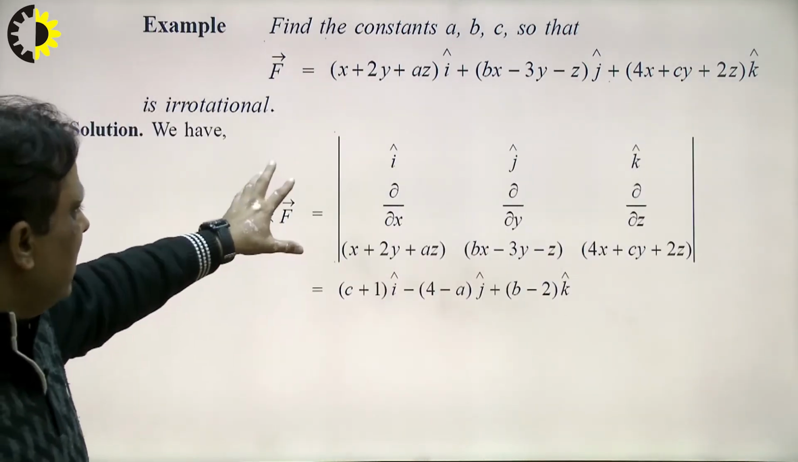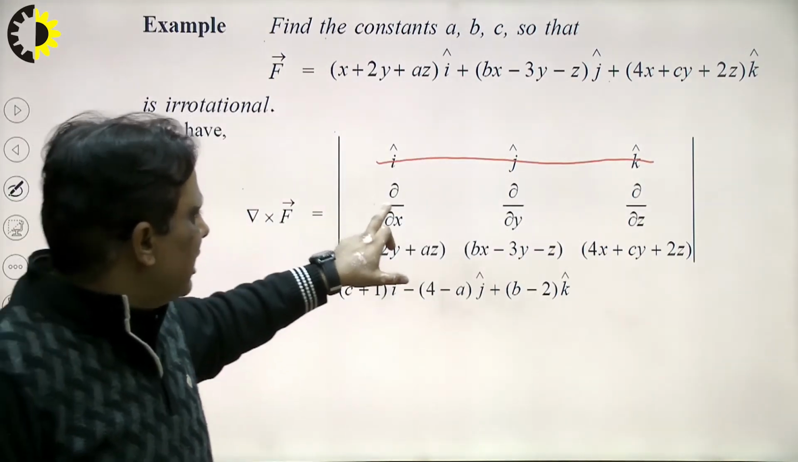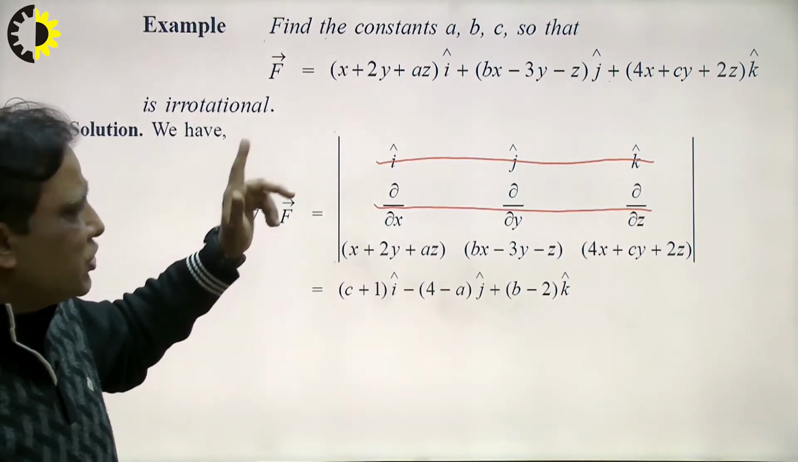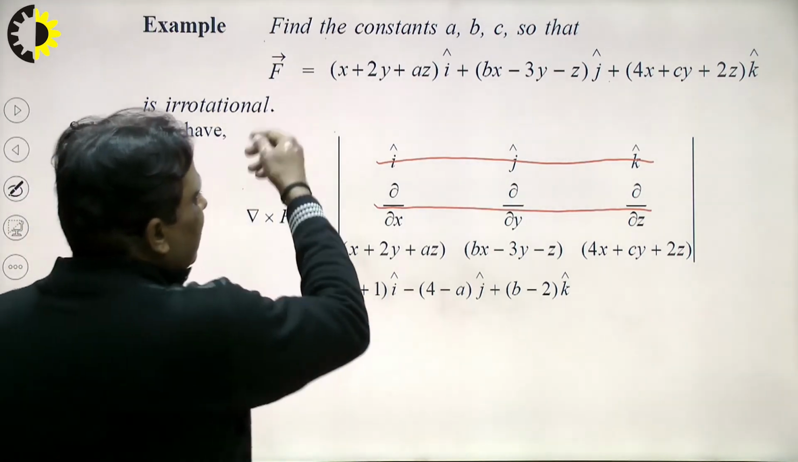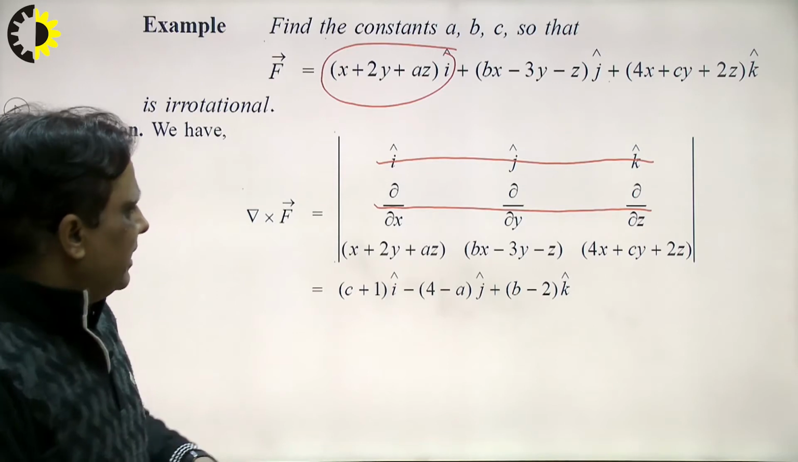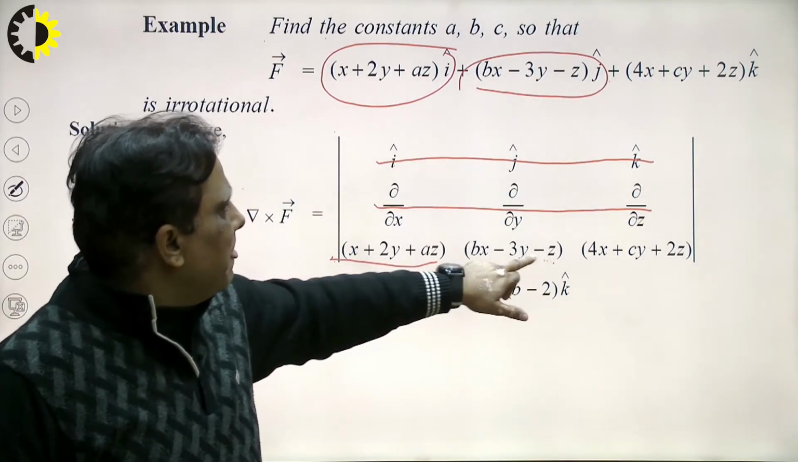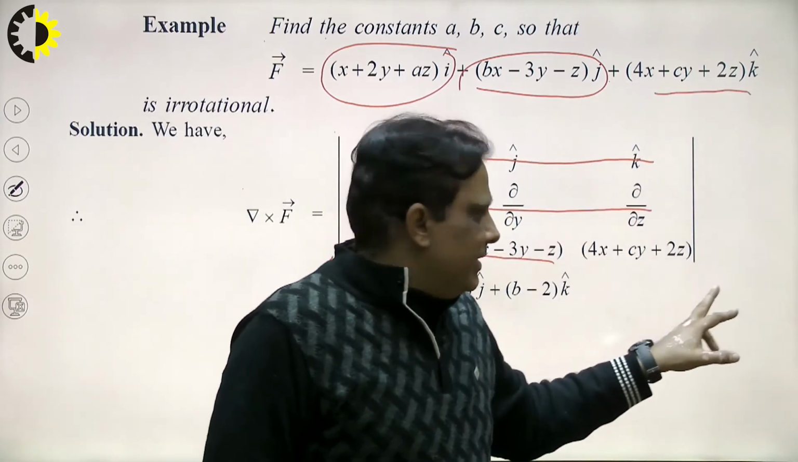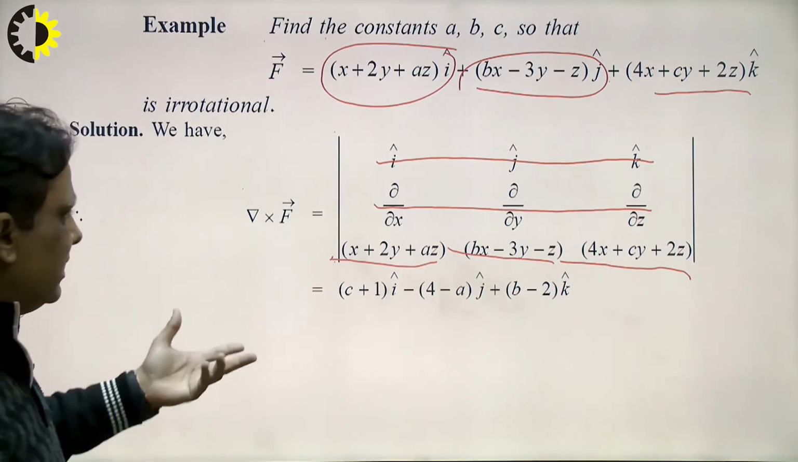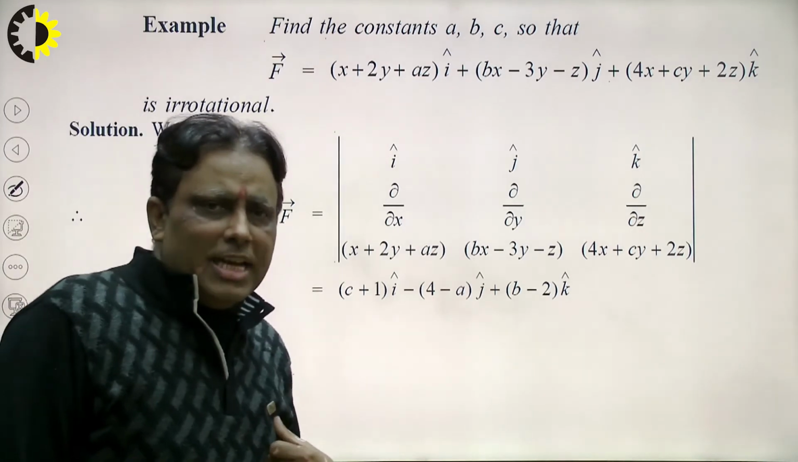Right? What is this? I calculate: the first row is always fixed, i j k. The second row is also fixed, del over del x, del over del y, del over del z, and the third row is taken with the help of the given vector point function. The component of i I write here, right? The component of j I write here, the component of k cap I write here, right? Suppose I elaborate it by using the first row, I expand it, right?